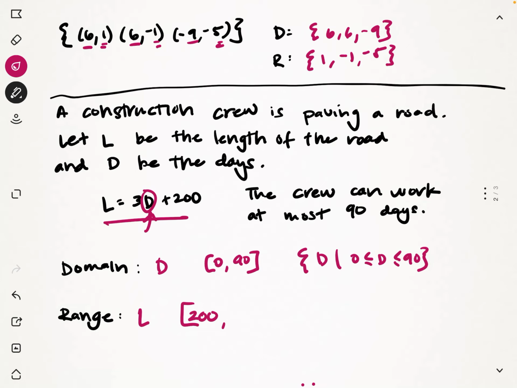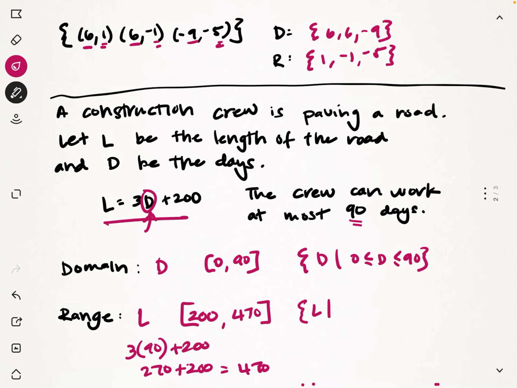Now, if we put in our 90, right? The most days that we can work is 90. So if we did 3 times 90 plus 200, that would be 270 plus 200, which is 470, right? So the most amount of road they could pave is 470 miles. That's also included. If you want to write it in set notation, we'd say L such that 200 is the least, and then 470 is the greatest.